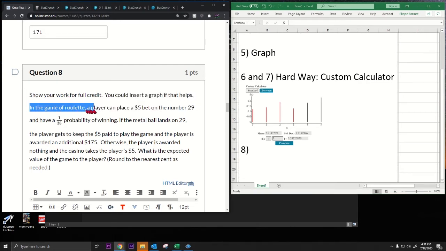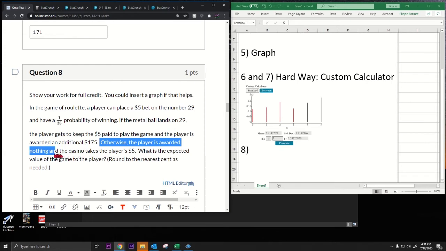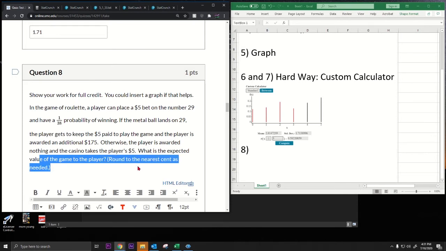In the game of roulette, a player can place a $5 bet on the number 29 and have a 1/38 probability of winning. If the metal ball lands on 29, the player gets to keep the $5 paid to play the game, and the player is awarded an additional $175. Otherwise, the player is awarded nothing and the casino takes the $5. What is the expected value of the game to the player? Round to the nearest cent.